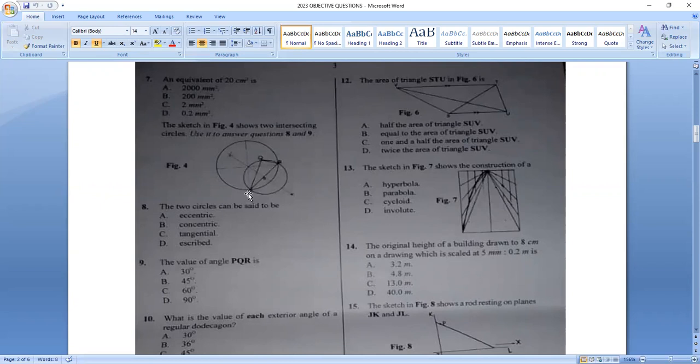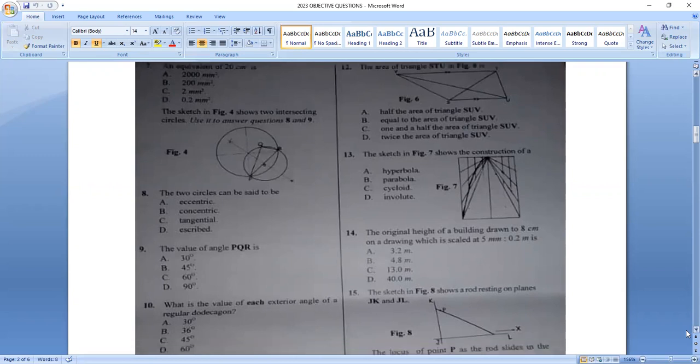Then question 9, the value of angle PQR. This is point P on the triangle, this is point Q on the triangle, and this is point R on the triangle. So the value of this angle is 90 degree. Okay, then move to question 10.